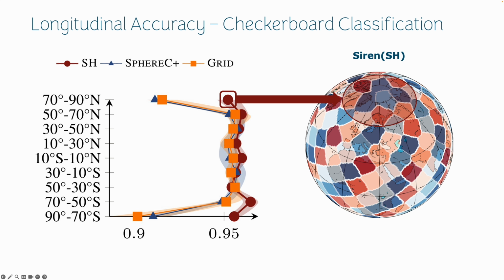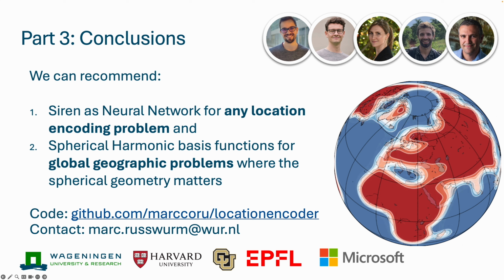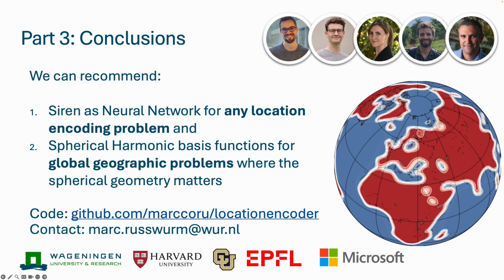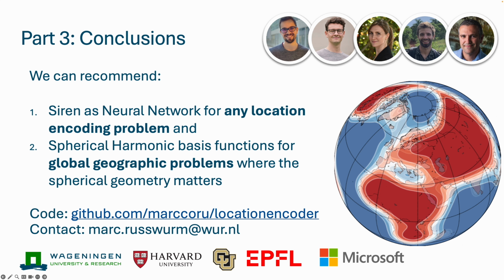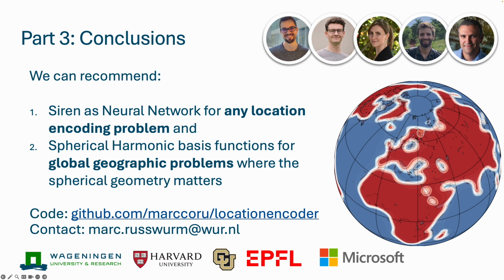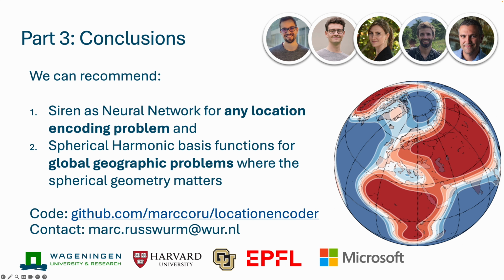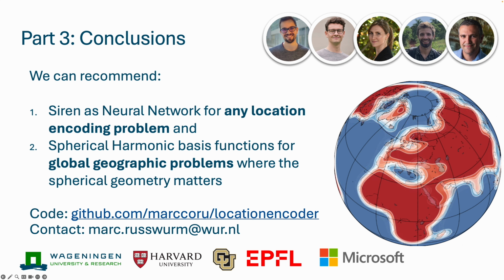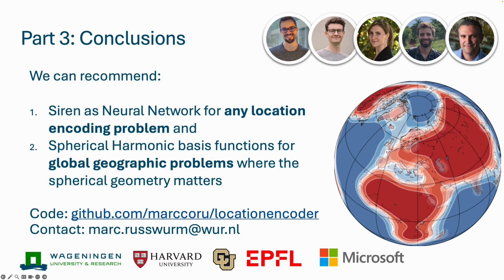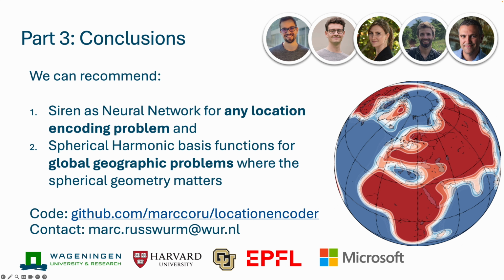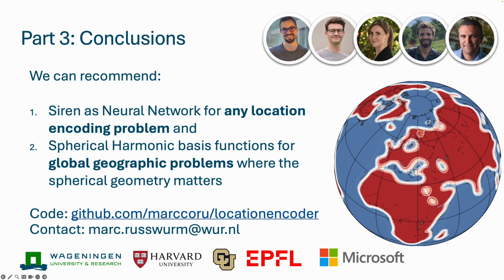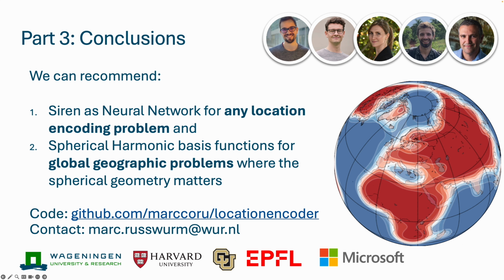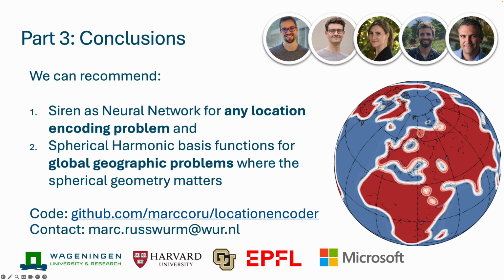So, coming to the end of this paper, some conclusions and some concrete recommendations. Sirens are a good neural network for any location encoding problem, and spherical harmonics are good for global problems where the spherical geometry matters. If you take something from this part, it's that Sirens are good for location encoding, and spherical harmonics when you want to go to high latitudes and the poles, or you would like to look at the entire globe.